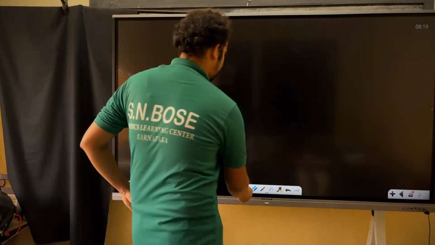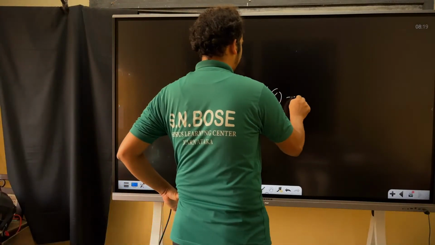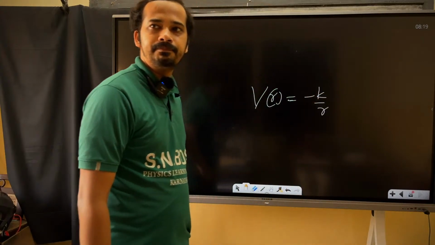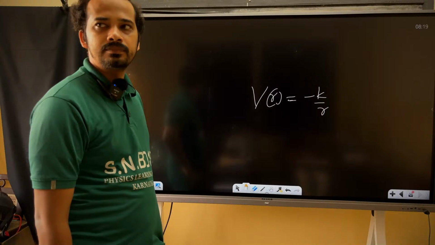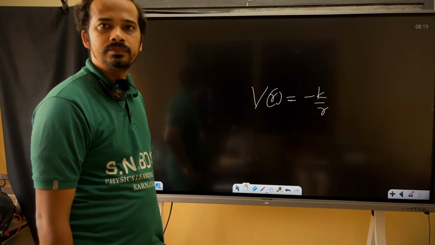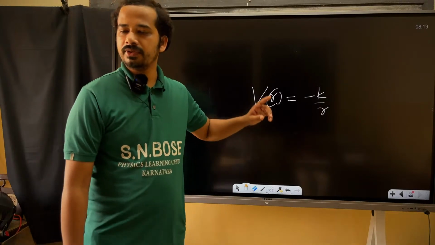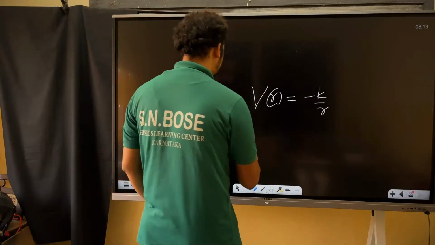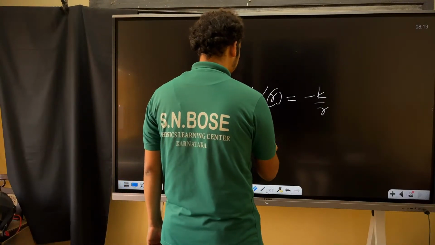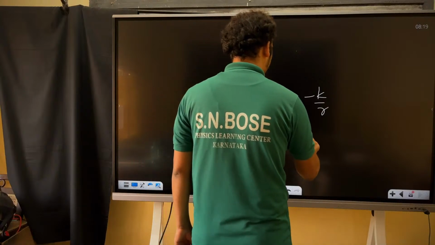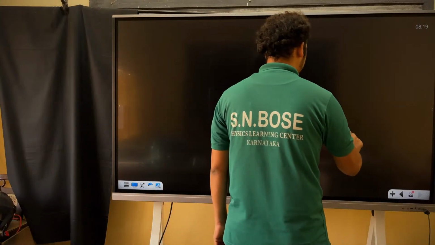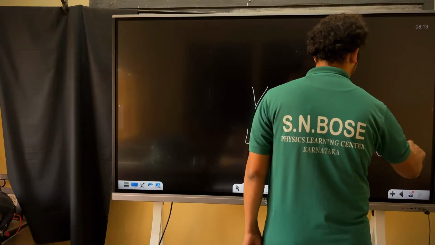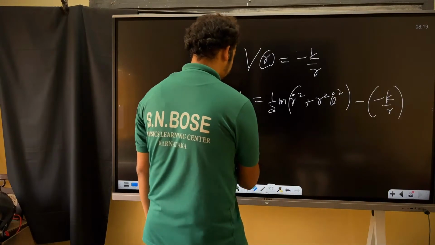G is changing means, in your V of R, which is minus K by R, this K is changing, isn't it? Whether angular momentum conservation depends on this K or not. Let us try to grasp this one. How does angular momentum conservation come? L is equal to half m times r dot square plus r square theta dot square, minus of minus K by R. Am I right? Here theta was cyclic.